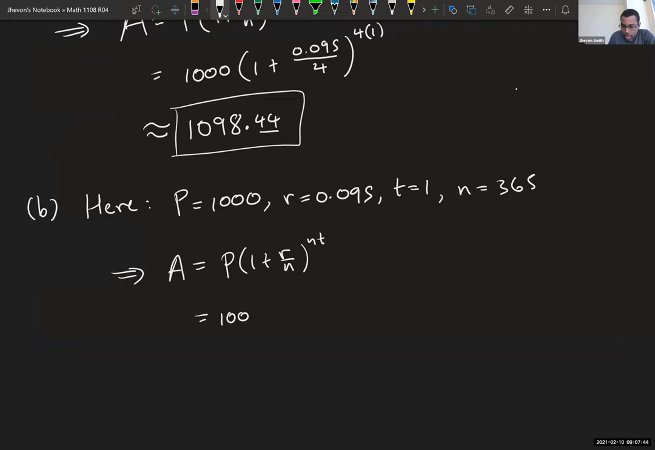So that's going to be 1,000 times 1 plus 0.095 over 365. So they split the percentage into 365 parts and then they charge you a part at the end of every day times NT.